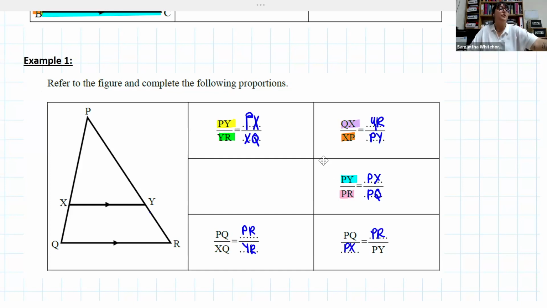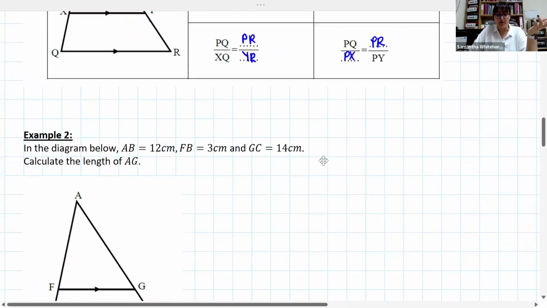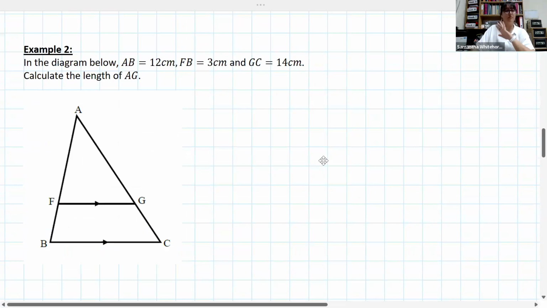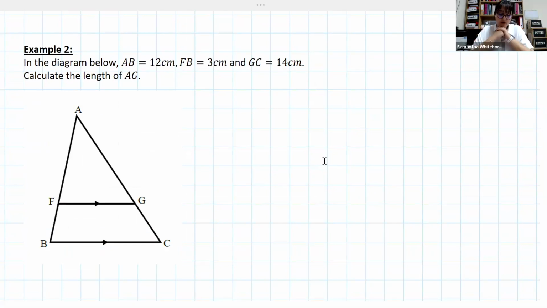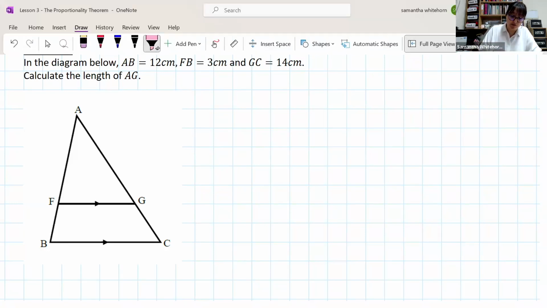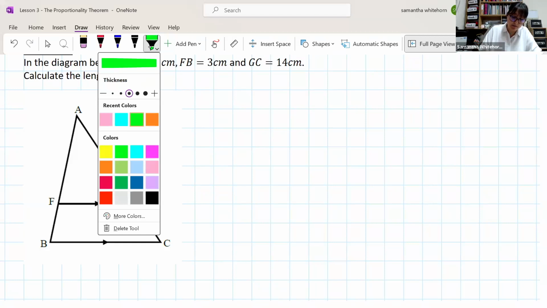Okay, so what we need to essentially be able to do is apply this to triangles, because that's what the prop theorem talks about. So again, starting off easy, we'll build up to the hard stuff. We've been told that in the diagram below, AB is equal to 12 centimeters, FB is equal to 3 centimeters, and GC is 14. Calculate the length of AG. So we've been given that information, but hopefully what you can also see on the diagram is that you've been given parallel lines.